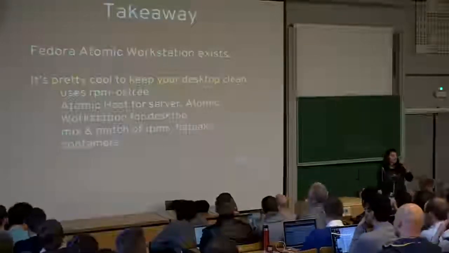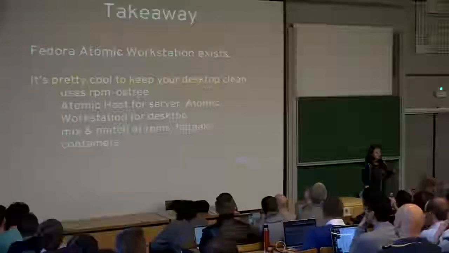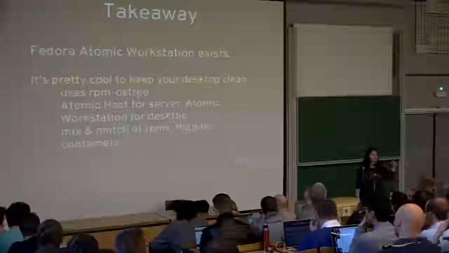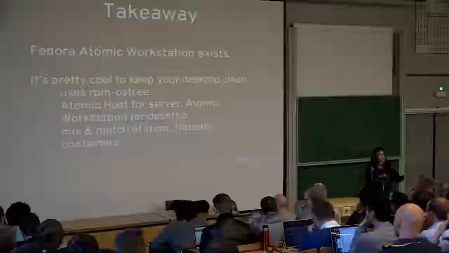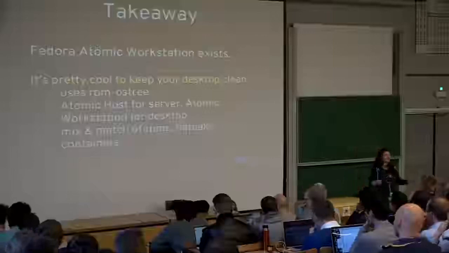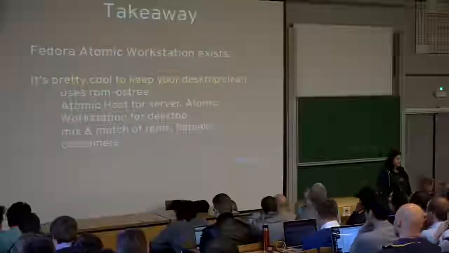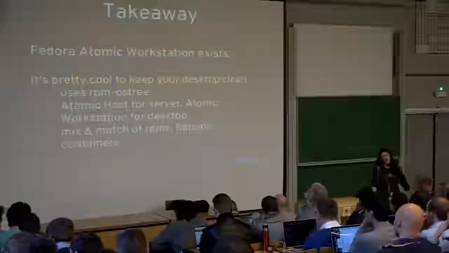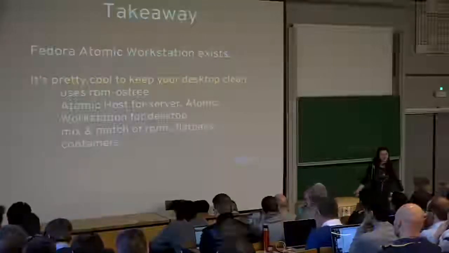So if you don't have an Ethernet, for example, you will need to get your wireless modules on a USB stick there, and then you can use the rest. So it's a little bit more complicated than just installing Fedora Atomic Workstation. So Fedora Atomic Workstation is a mix and match of RPMs, Flatpaks, and containers.